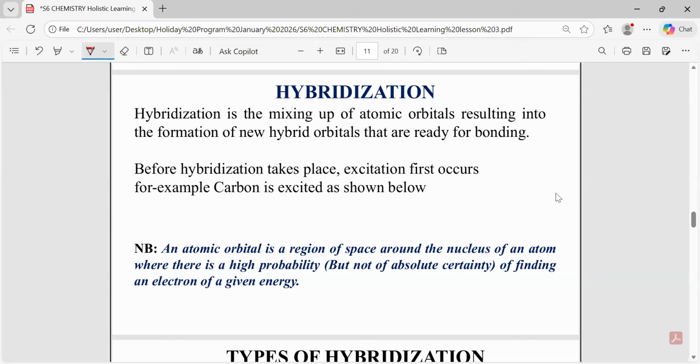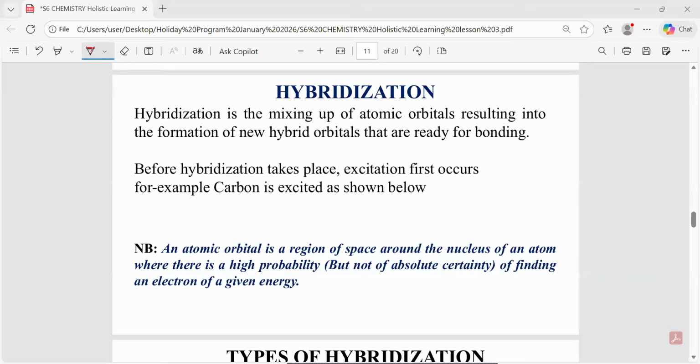Okay, Ruth, continue. Hybridization is the mixing up of atomic orbitals, resulting in the formation of new hybrid orbitals that are ready for bonding. Before hybridization takes place, excitation first occurs. For example, carbon is excited as shown below. But first wait, they said as shown below. Do you think you can take us through how carbon becomes excited?